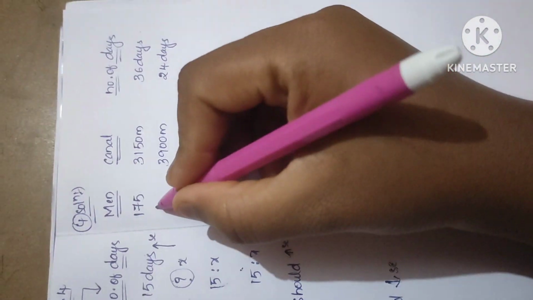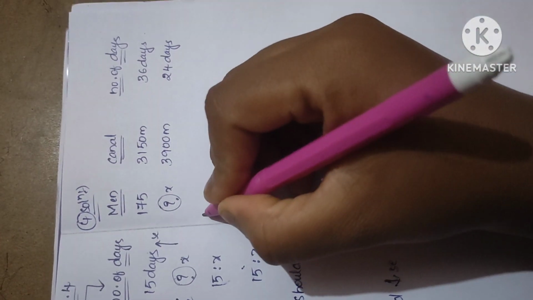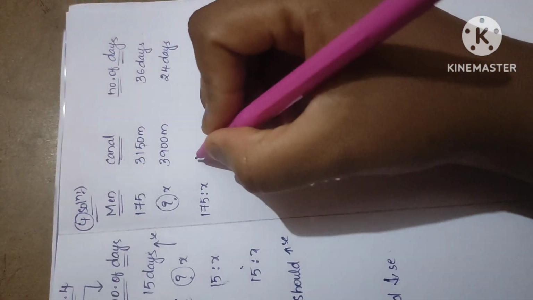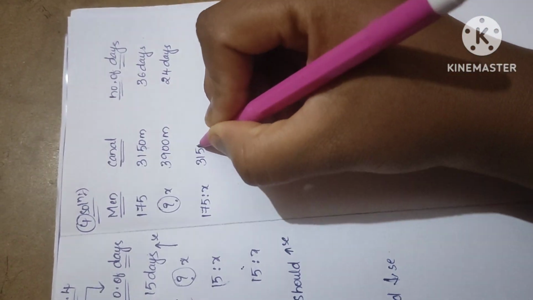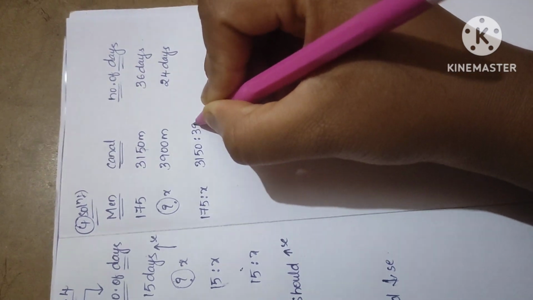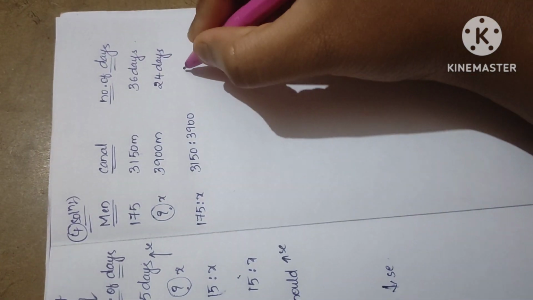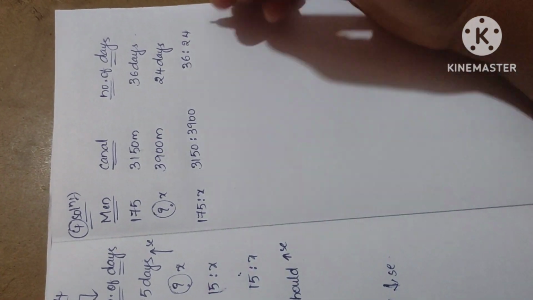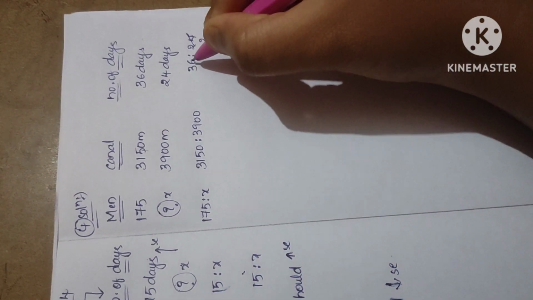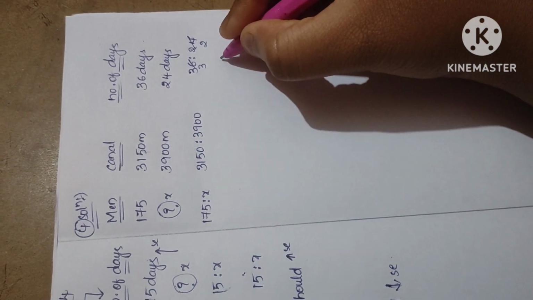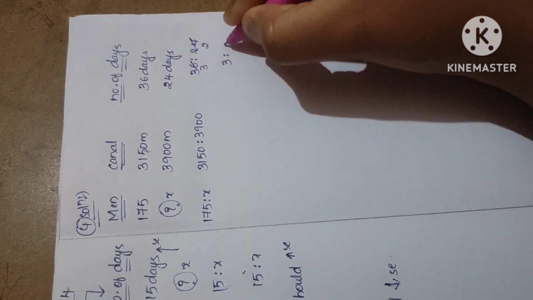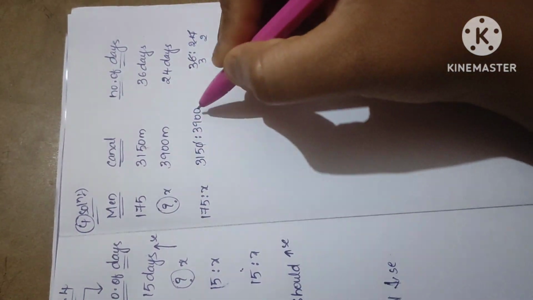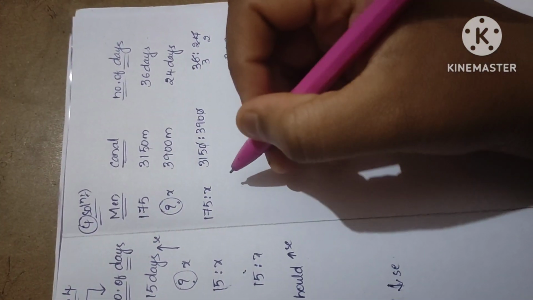So let us assume whatever we have to find as x. Next write the ratio of these quantities, that is 175 is to x. Next one, 3150 is to 3900, and next one, 36 is to 24. Now we can cancel this in which table? 12 table. 12 2s are 24, 12 3s are 36. So what is the simplest ratio of this? 3 is to 2.